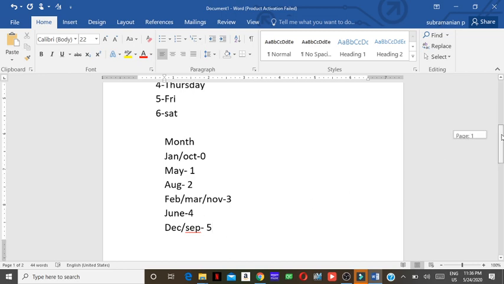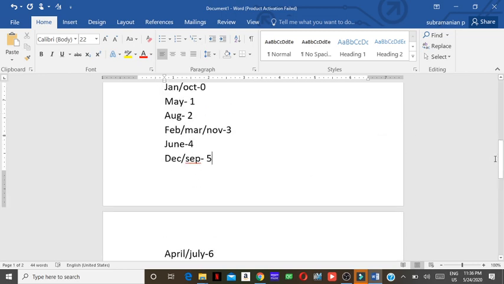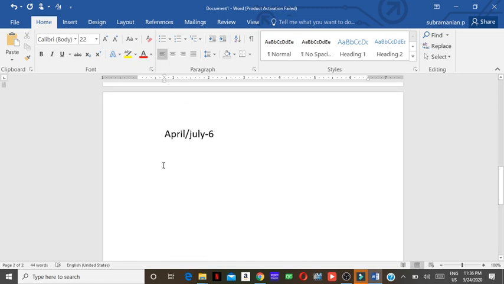So we are going to see about year. Here, 1600 to 1699 is represented as 6. Okay, 1700 to 1799 is represented as 4.